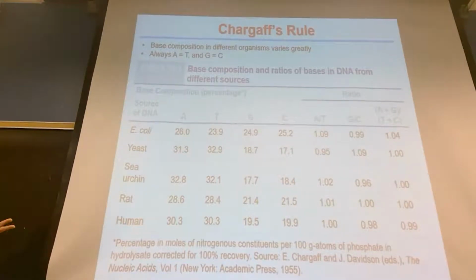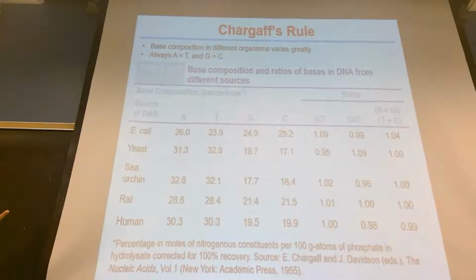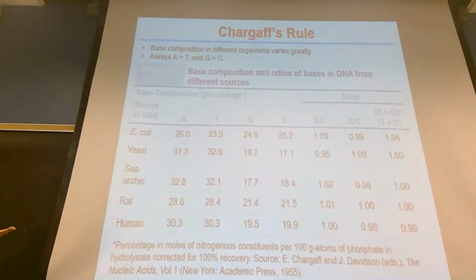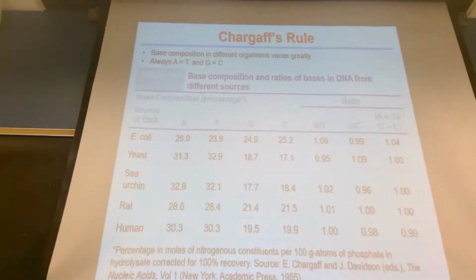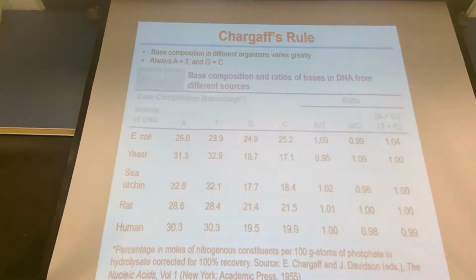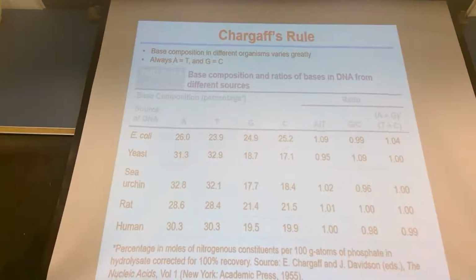But right now we have the explanation of this. What is the explanation? Why is the amount of A equal to the amount of T, and why is the amount of C equal to the amount of G? They pair. A pairs with T. They pair together. A cannot pair with C or G, and T cannot pair with C or G.